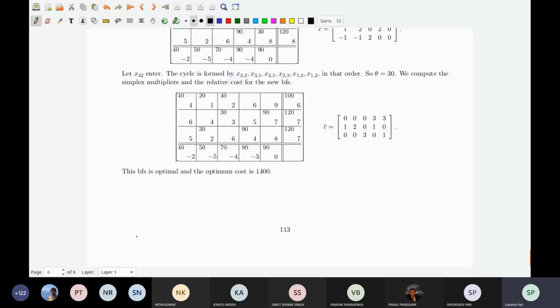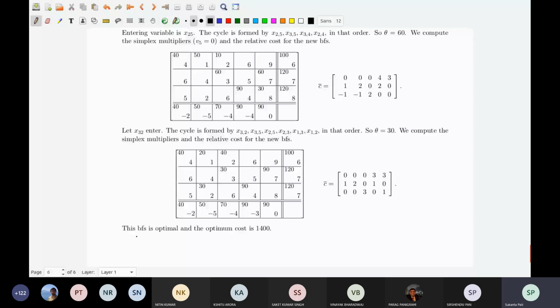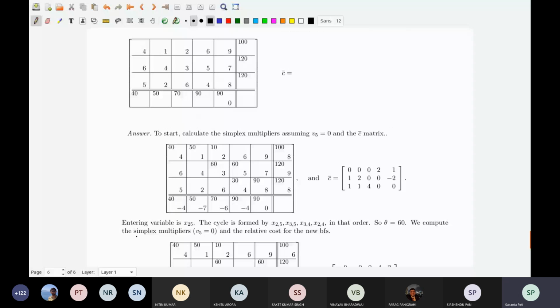How to find the initial BFS? You can apply northwest corner or start randomly. That is also fine, as long as you get a tree, that is a basis. But to get a BFS, either you go northwest or select any variable, select the minimum, whatever. Okay, so this is the algorithm. Then we shall stop here.